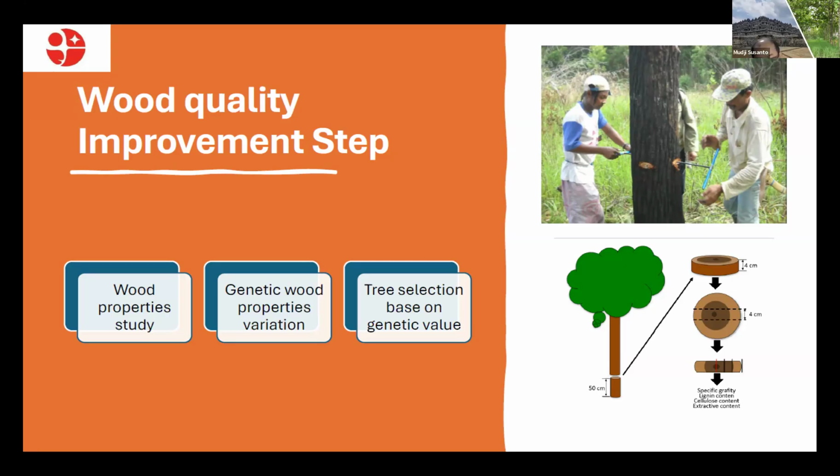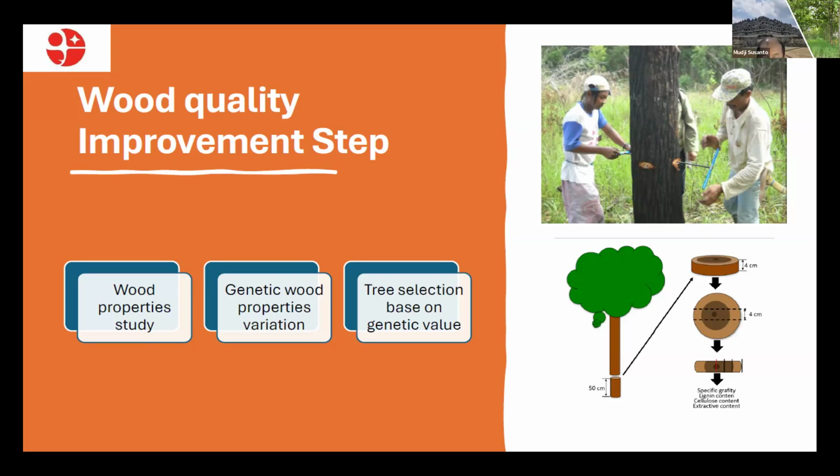Identify superior trees. Wood quality traits like density, stiffness, and strength are often heritable, meaning they can be passed down from parent to offspring. By evaluating wood quality in standing trees, breeders can identify individuals with superior traits and use them as parents in their breeding program. This helps create a new generation of trees with improved wood properties.